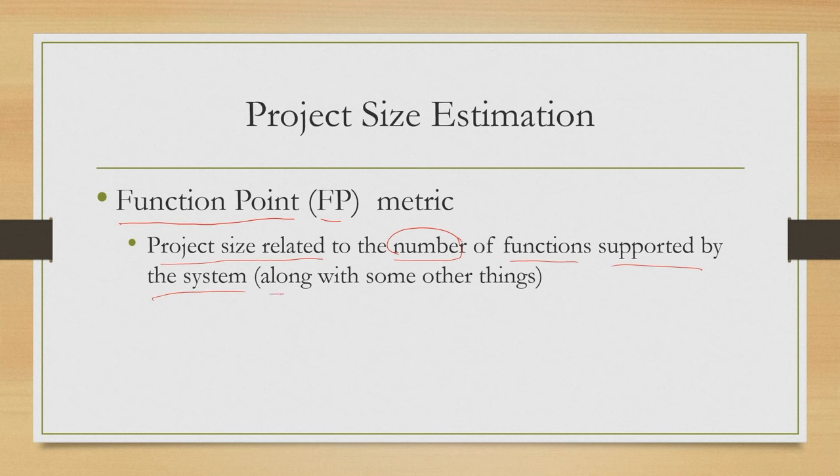Of course, there are some other considerations as well, but those we can ignore for simplicity and say that function point metric refers to the number of functions that is part of the software. Again, here some prior experience is required to estimate this number before the system is developed. That is about size estimation.